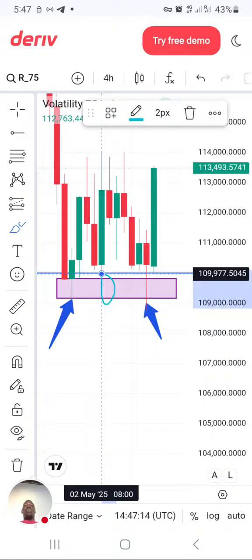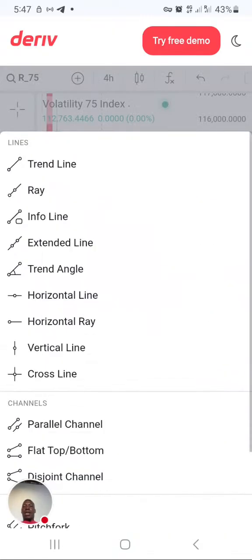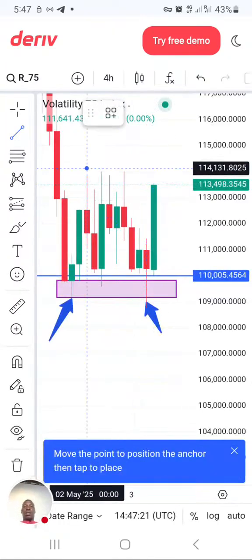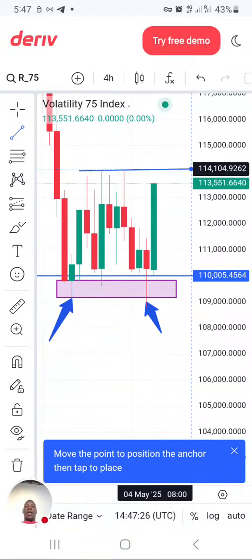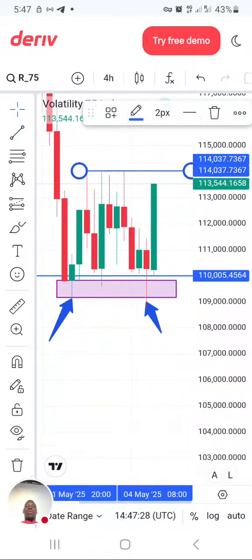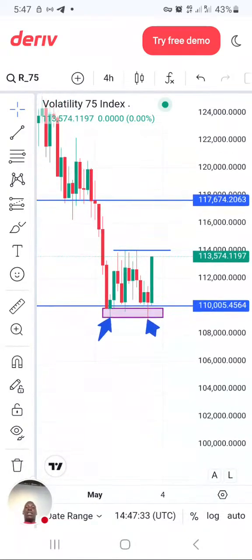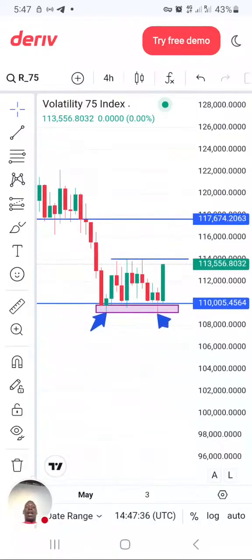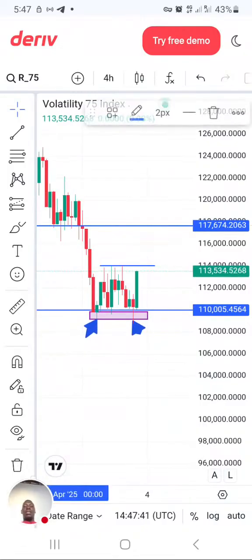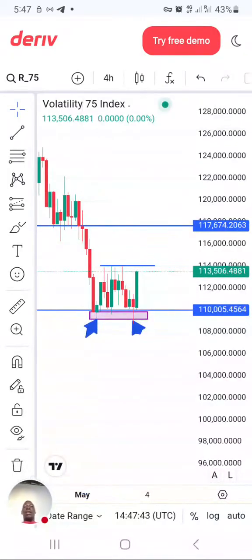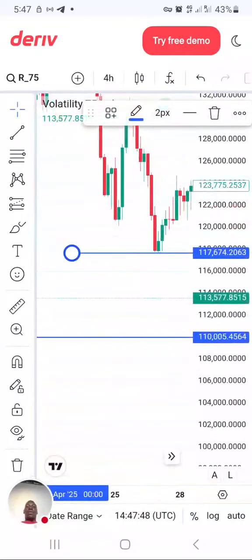So if we break this area here, around this neckline, if the price comes and breaks this neckline, we have to see a big move. Are you getting the point? We will start seeing the big move. We can break, and after breaking the neckline, the moment we come and retest this area here, are you getting the point? We can come and retest this area, this key point here.